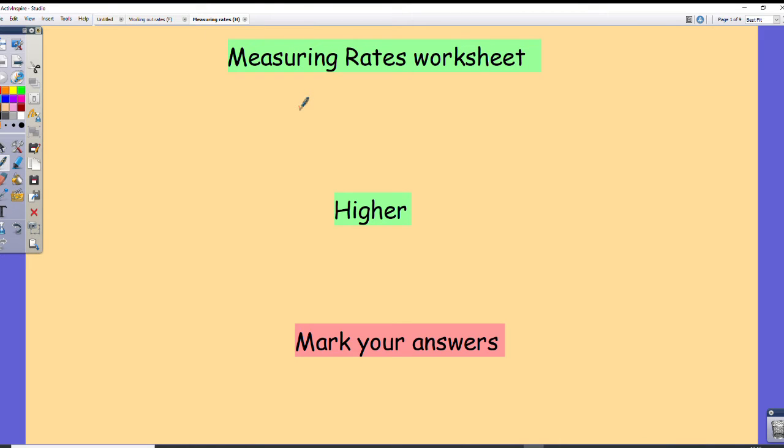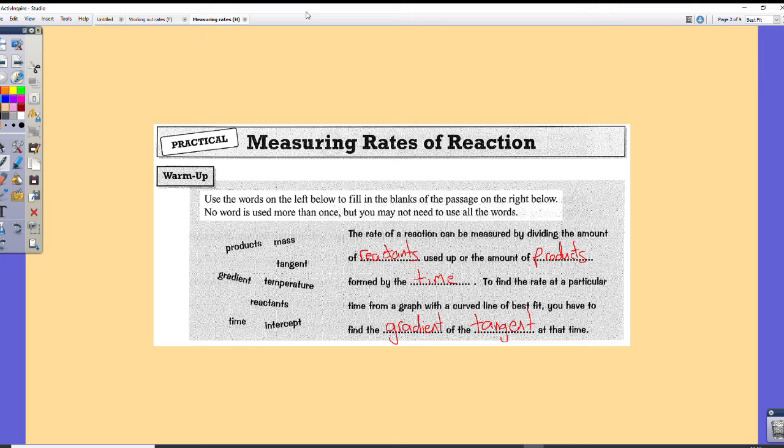Measuring Rates worksheet higher. The warm-up activity is filling in the blanks. So from these keywords, complete the sentences. The rate of reaction can be measured by dividing the amount of reactants used up or the amount of products formed by time taken. And then to find the rate at a particular time from a graph, you have to draw a tangent at that point and then find the gradient of that tangent.